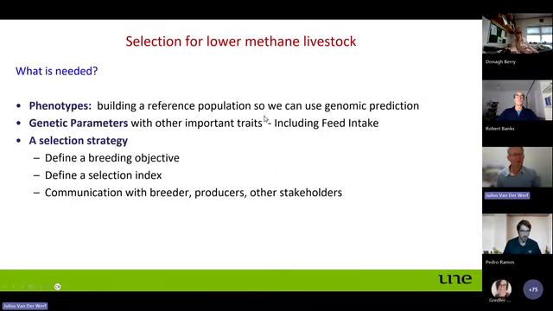So if we want to select for low methane, we need three things. We need phenotypes to see if we can build EBVs, and genetic parameters to see how the EBVs for methane are correlated to the other traits. And then we can look at an optimum selection index. So what is our objective? What is the index? So the index is just weights times EBVs. And importantly, this is how we communicate it to breeders, because of course scientists might say we need linear traits, but breeders might like residual traits or ratio traits. So we have to think how to overcome that discussion.